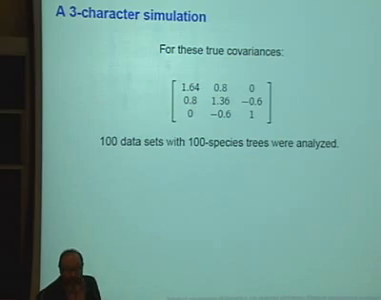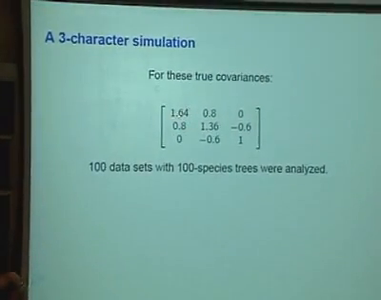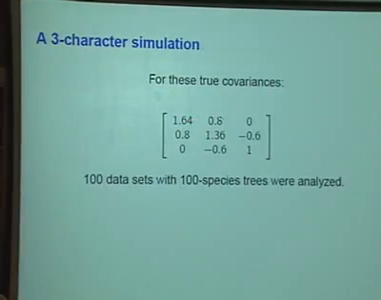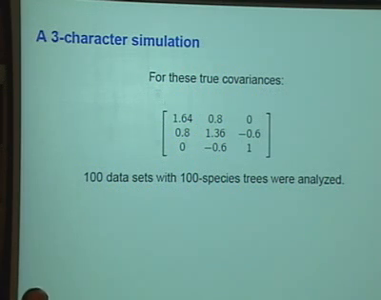I actually assumed some covariation between these characters. They had different variances. I had some positive covariation between numbers 1 and 2, negative covariation between numbers 2 and 3, and zero covariance between 1 and 3. I just use that as an example.